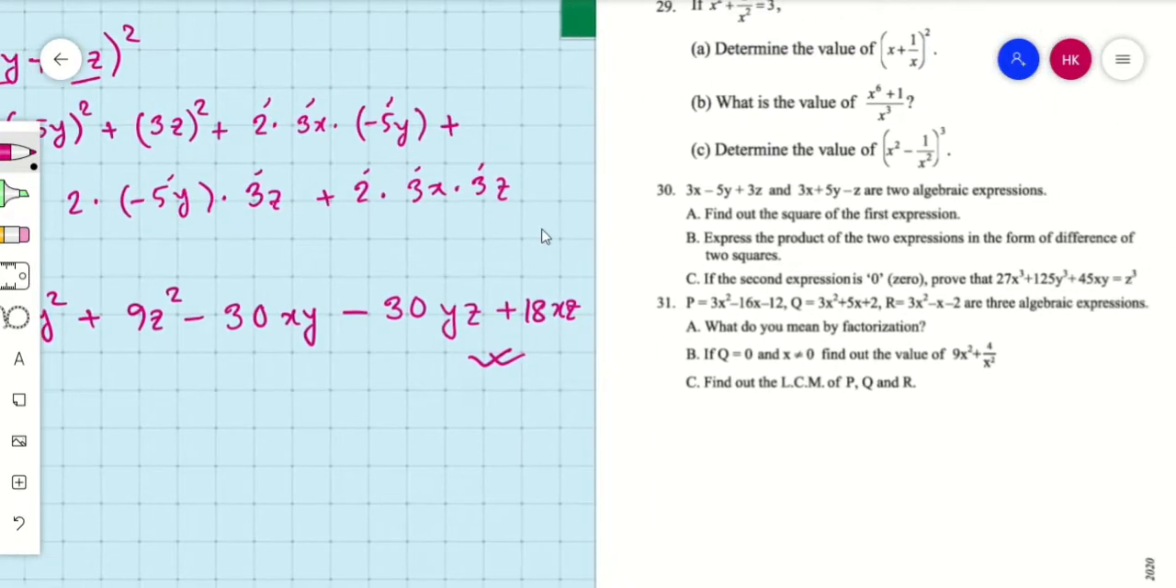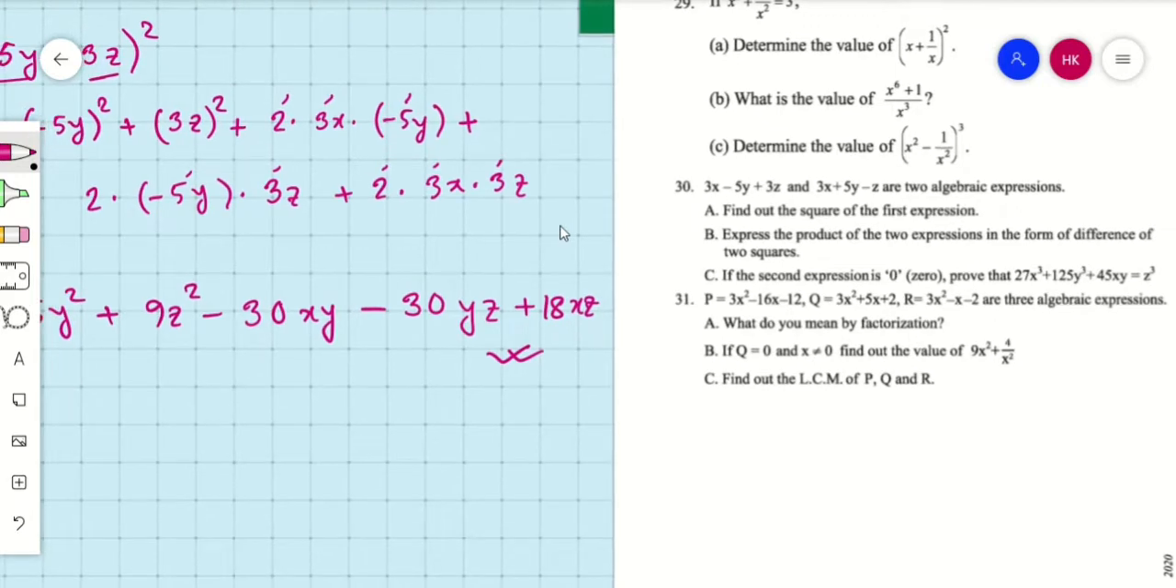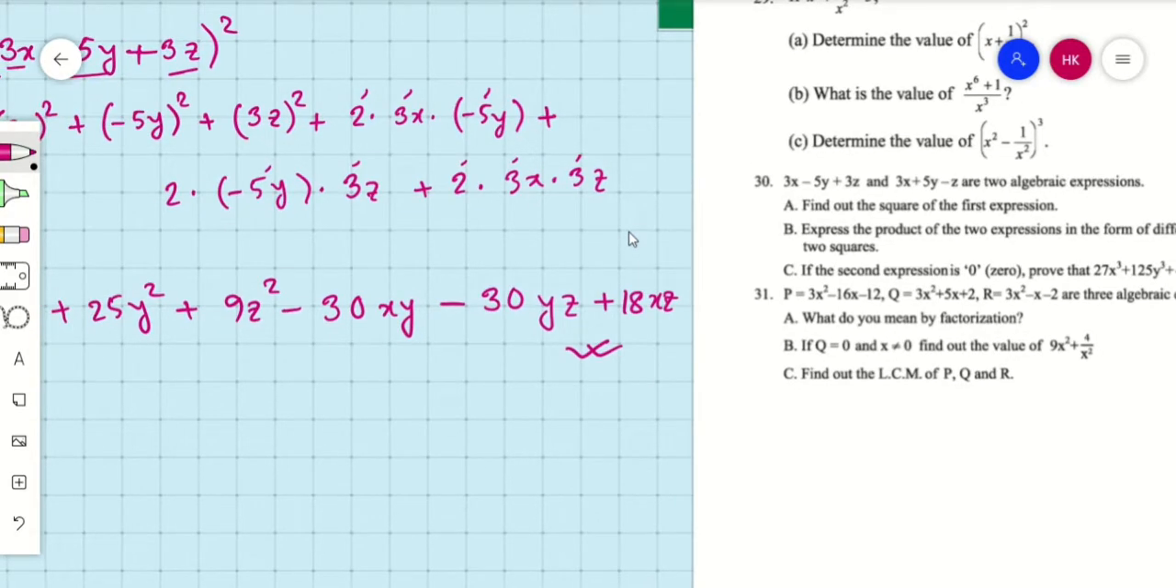So now we move on to next question, question number B. Question number B asks, express the product of the two expressions in the form of the difference of two squares, which we did in the earlier exercise 4.1 or 4.2. So let's start question number B.